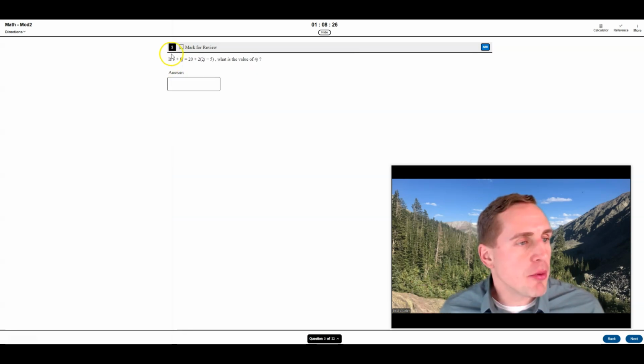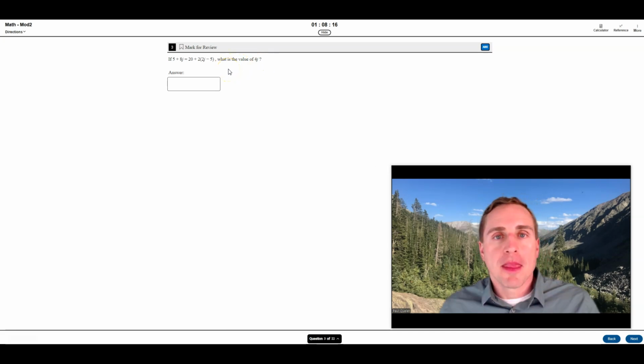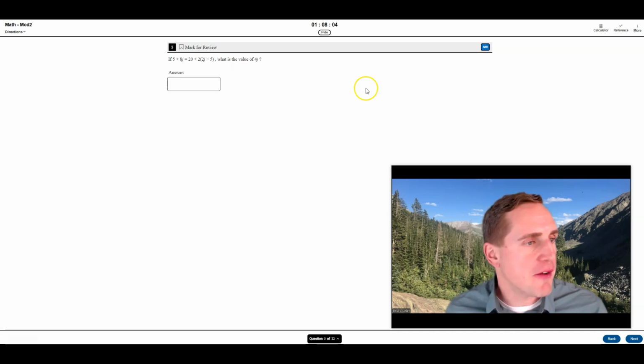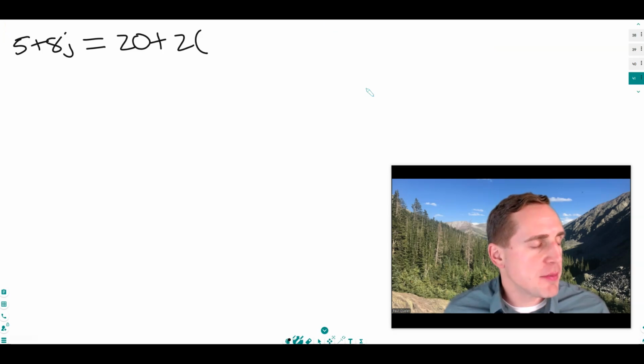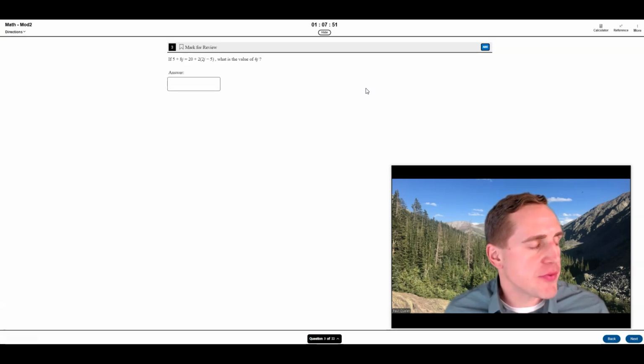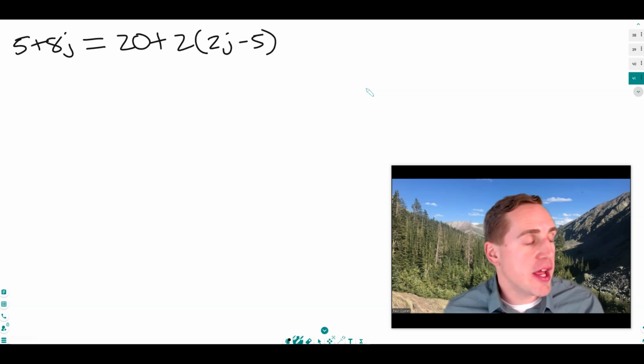Let's move on. Number 3, if 5 plus 8j equals 20 plus 2 times 2j minus 5, what's the value of 4j? Well, I think we should solve this, but then we got to be sure to multiply it by 4. So we have 5 plus 8j, and that equals 20 plus 2 times 2j minus 5. Okay, let's solve this for j.